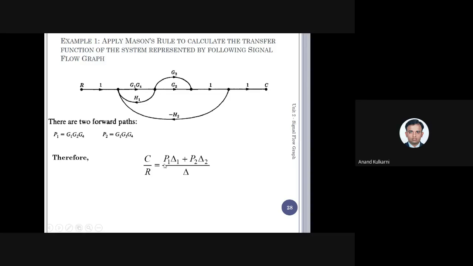Is it clear? Have you understood why? Because there are only two forward paths. So in the numerator, there will be only two things which are going to appear. And in the denominator, we have a delta. Is it clear? Understood how to do this? If there were three forward paths, F1 delta 1, F2 delta 2, F3 delta 3, or P1 delta 1, P2 delta 2, P3 delta 3.